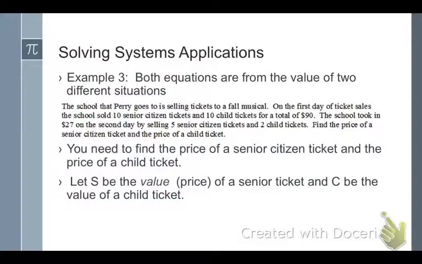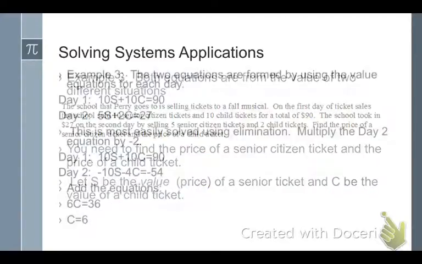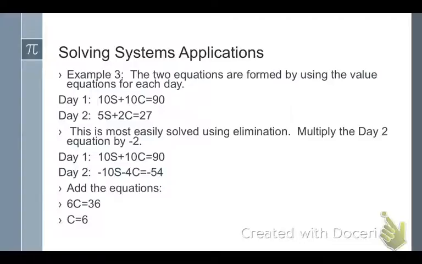So, finding the price, I'm going to let S be the value of a senior ticket. Not the number of them sold, but the value. And let C be the value of a child ticket. In example 2, we knew the value and just didn't know how many. So the first day Perry sold 10 senior tickets and 10 children's tickets, and that added up to $90. The second day he sold 5 senior and 2 children's, and it added to 27.